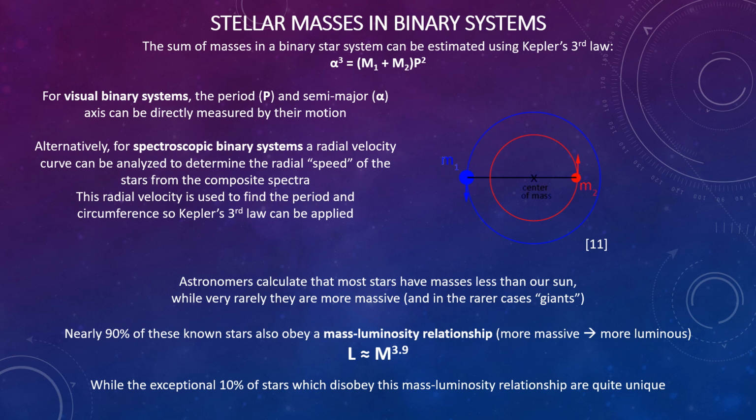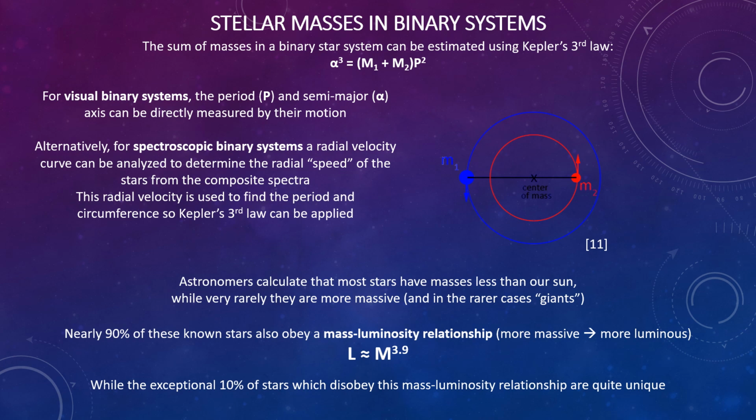Astronomers calculate that most stars have masses less than our sun, and it is very rarely that they are more massive. And so, in these rare cases, we call them giants. Nearly 90% of the known stars also obey a general mass luminosity relationship. This is that the more massive they are, the more luminous. And so this is given generally as the luminosity is equal to the mass raised to the 3.9.